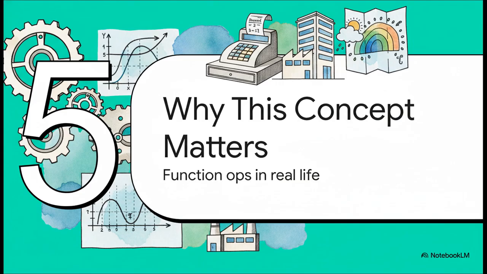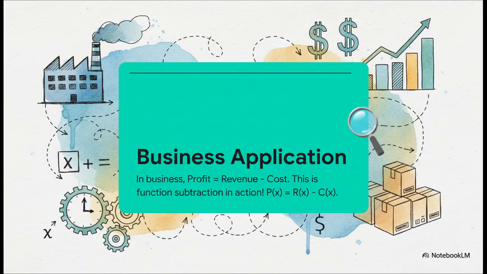So, after all that, you might be asking, okay, but when am I ever going to use this? And that's a fair question. Turns out this stuff pops up in the real world more than you'd think. Think about any company. How do they calculate their profit? It's simply the money they bring in, their revenue, minus the money they spent, their cost. Well, both revenue and cost can be described with functions. So the profit function is literally just the revenue function minus the cost function. It's function subtraction, plain and simple, and it's used to run businesses everywhere.